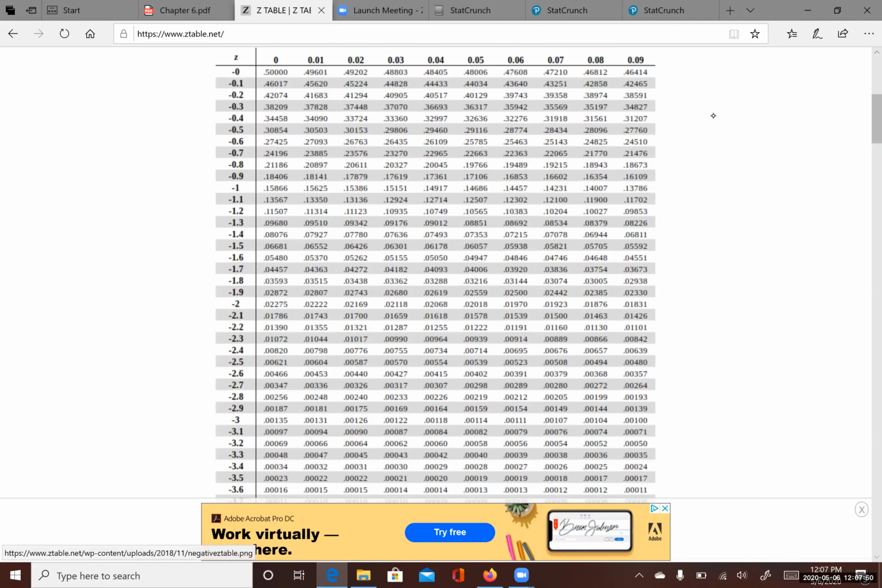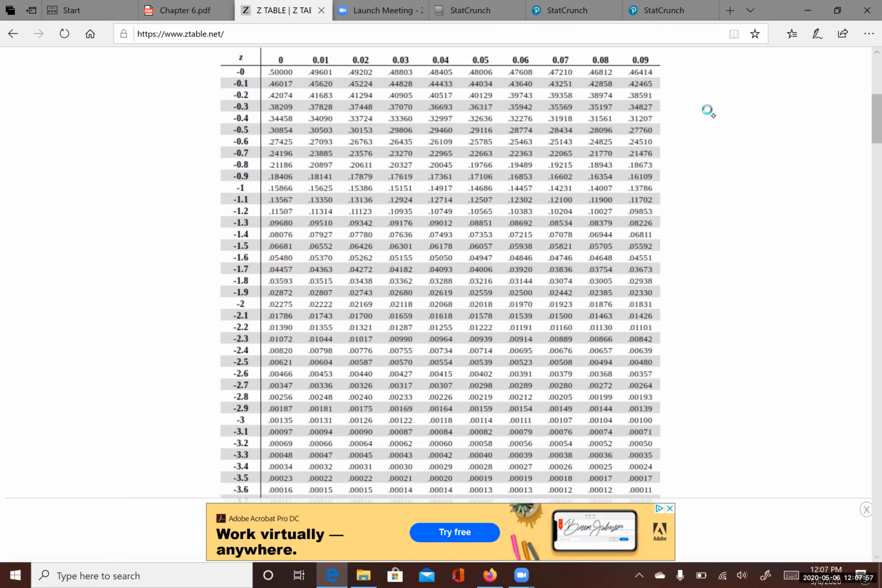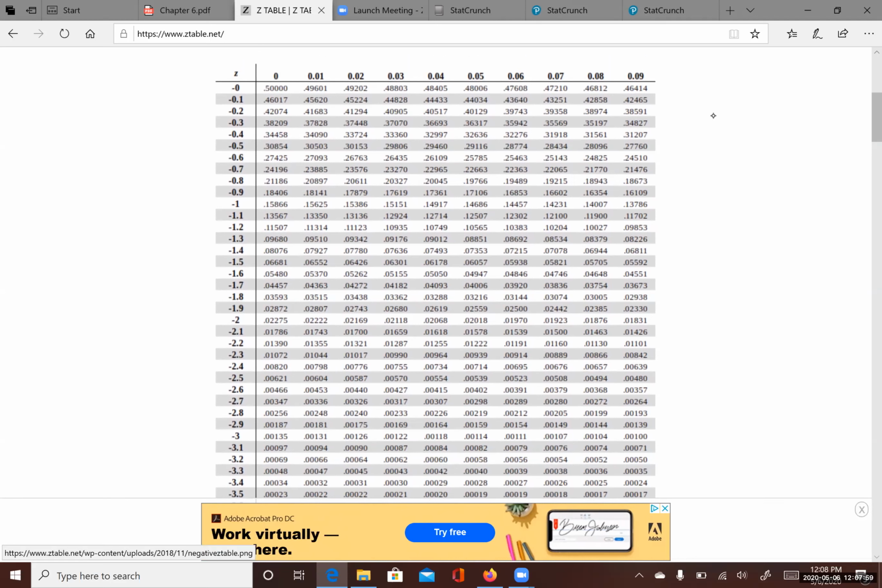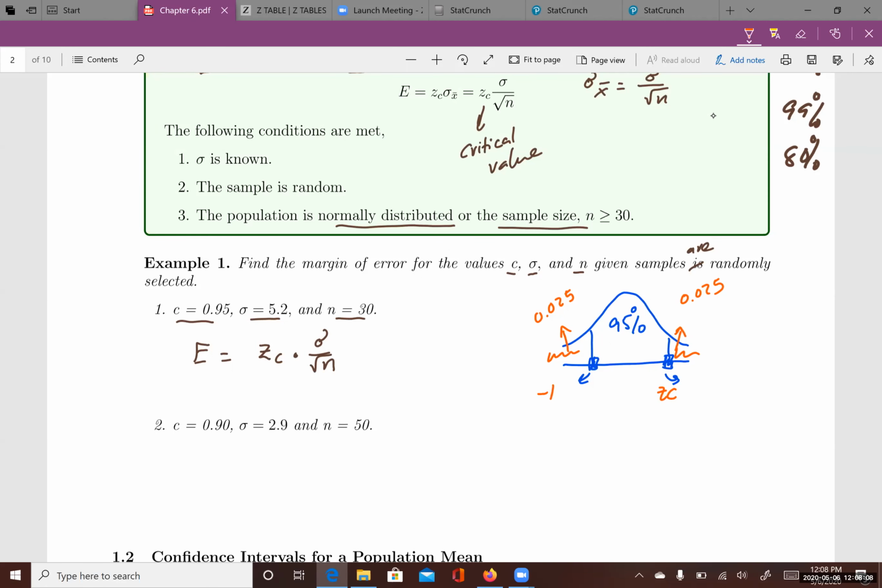(0.025). Right here, right? So 1.96 is a Z value. Negative 1.96 is the value on the left here. So then the value on the right should be positive 1.96. And then you can just plug in 1.96 times sigma, which is 5.2, divided by the square root of 30.